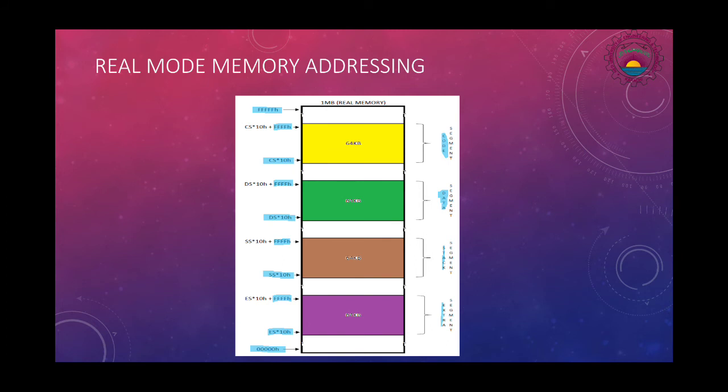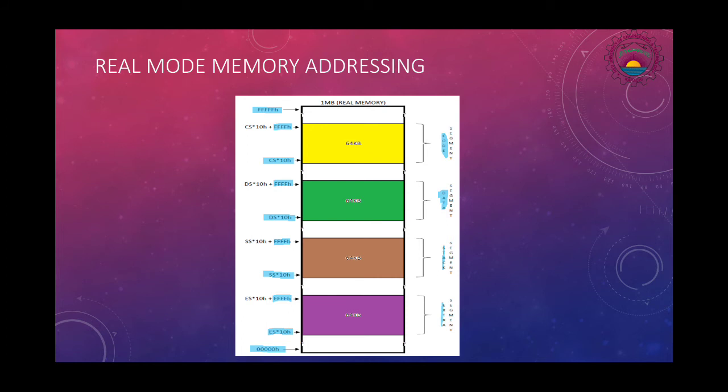So these are the boundaries. The code segment is shown with yellow color, and the data segment is shown with green color. The stack segment is shown with brown color, and the purple colored segment is the extra segment.